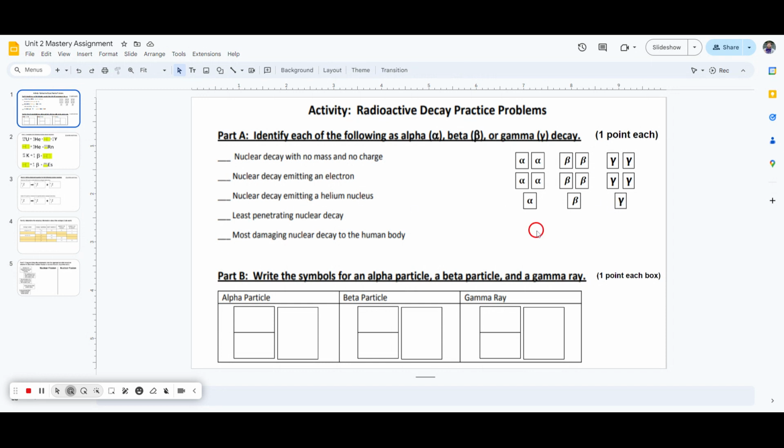I gave you the symbols to drag here. That way you didn't have to type anything. That was an issue people had last year. So I tried to make it easier on you there.